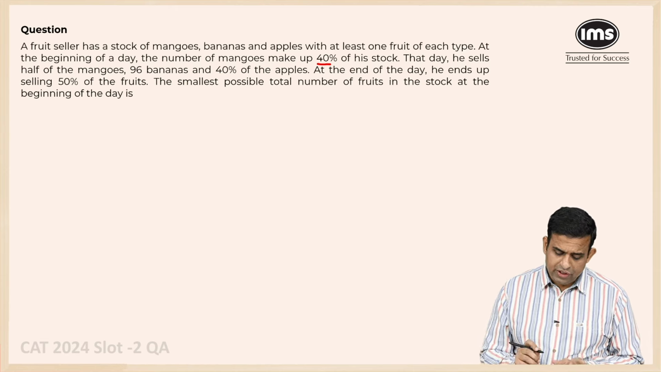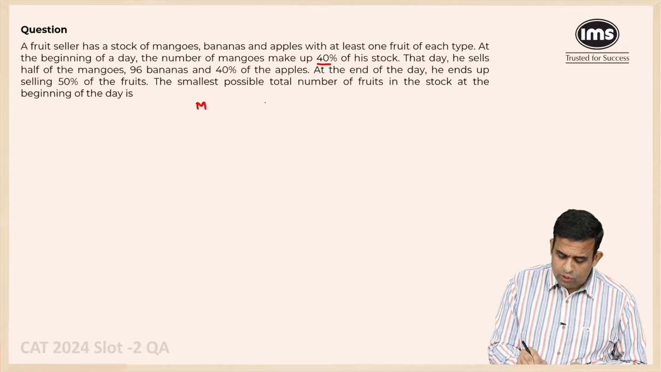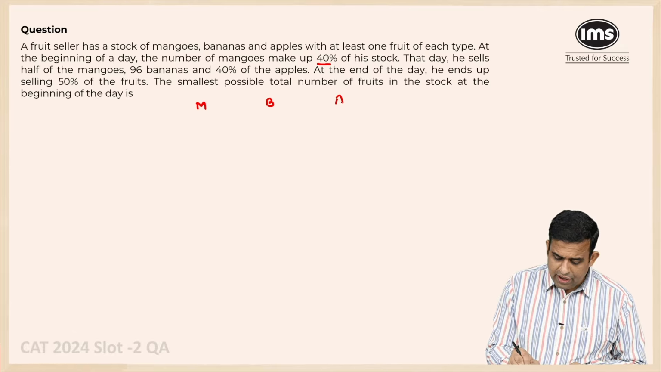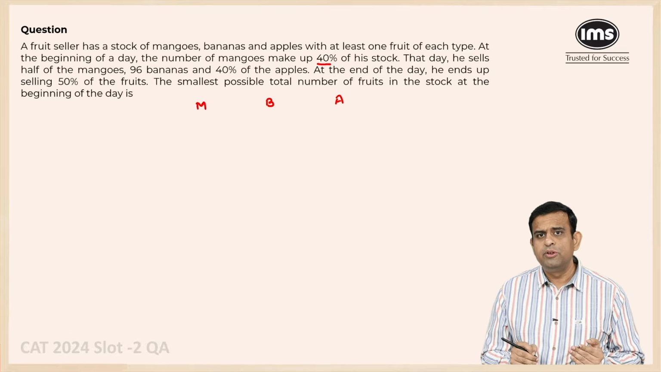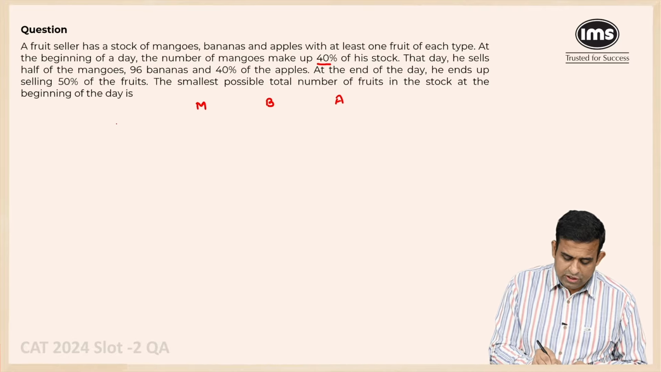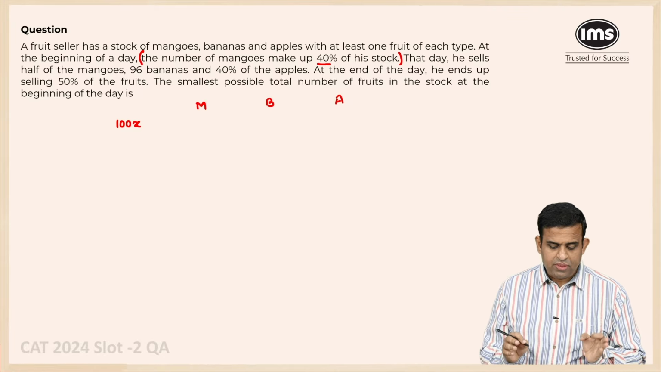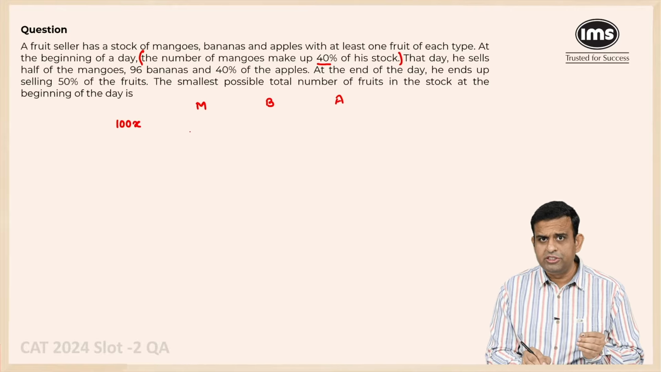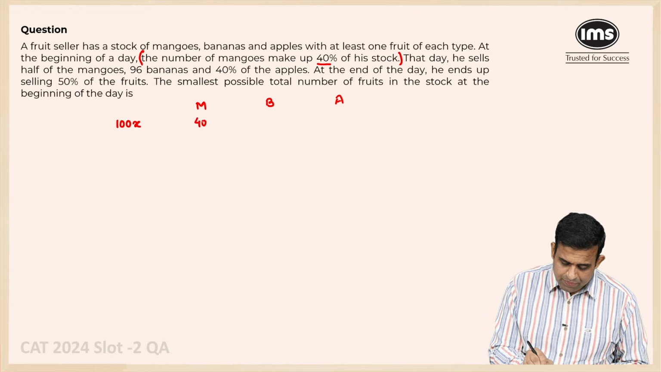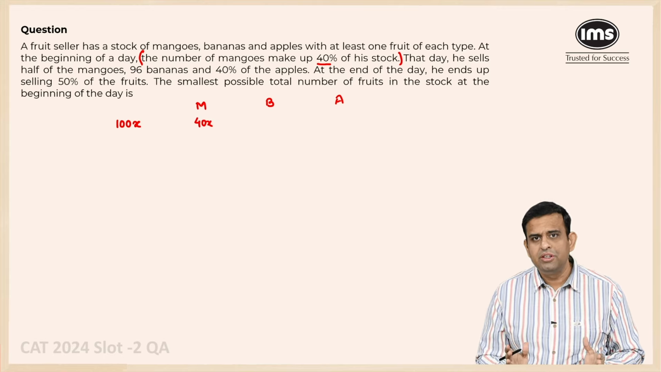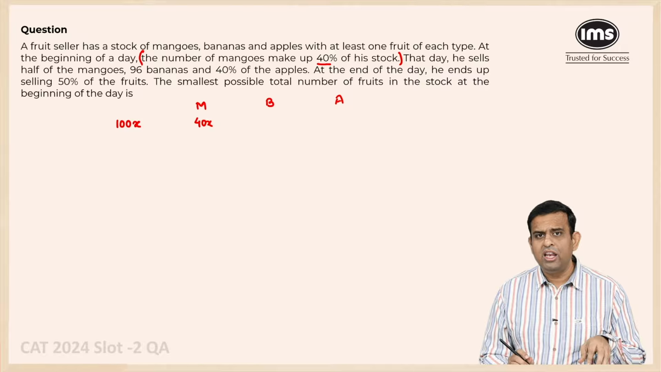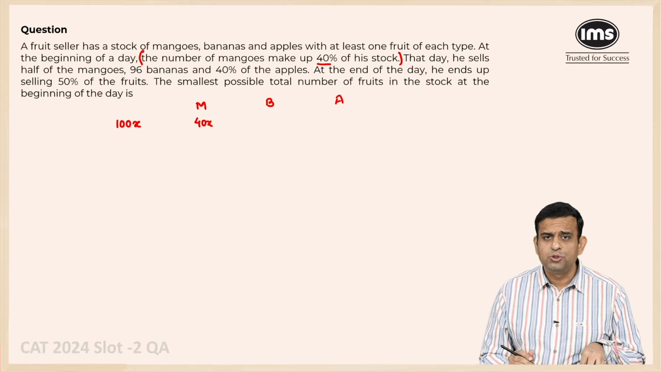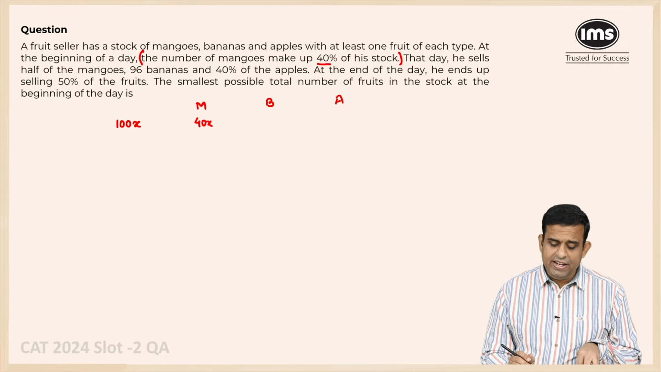So in this particular case, what we can do is we have three varieties: mango, banana and apple. Suppose I assume the total number of fruit present to be equal to 100x. From this sentence, at the beginning of the day, the number of mangoes make up 40% of the stock, 40% of this number corresponds to 40x. We don't know anything about the initial amount of banana, and we don't know what percentage of banana were sold. I only know the absolute number was 96.